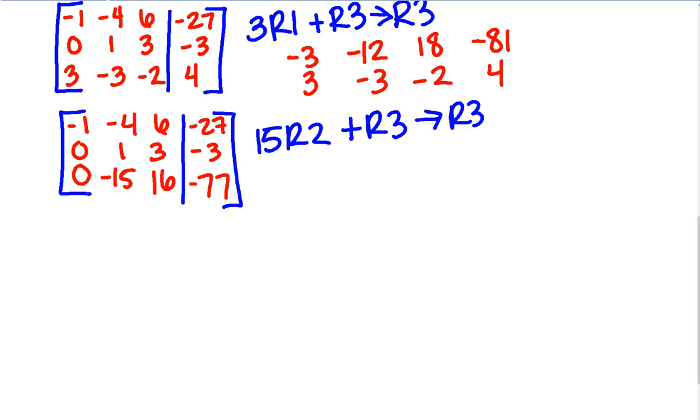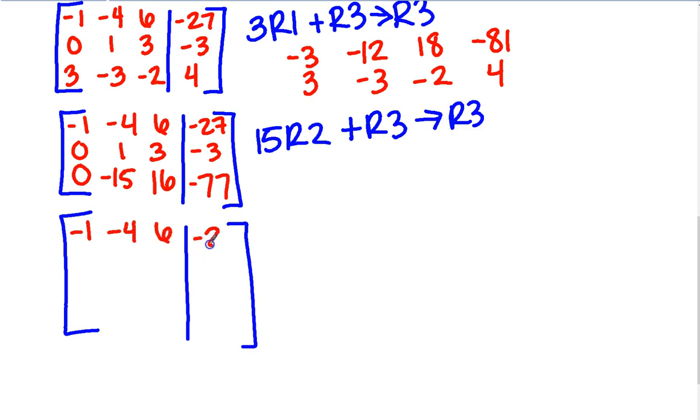What I'm going to do is draw my matrix. And then the only thing that's going to change is row 3. So I'm going to write the top: -1, -4, 6, -27, 0, 1, 3, -3. And then now I'm going to change row 3. So 15 times 0 is 0. 15 times 1 is 15. 15 times 3 is 45. 15 times -3 is -45. Beautiful.